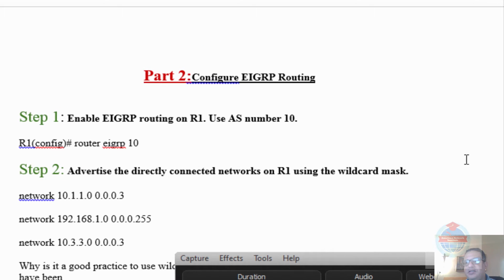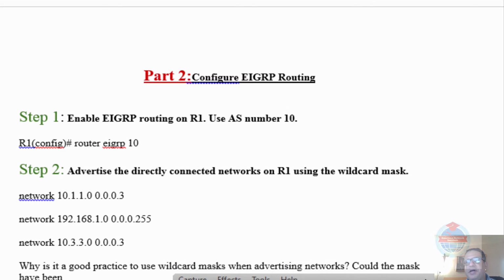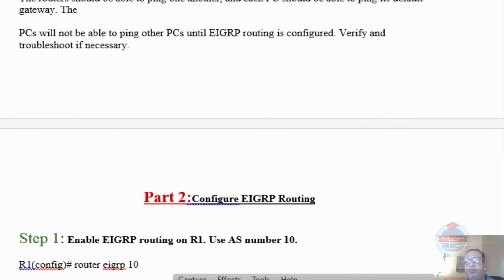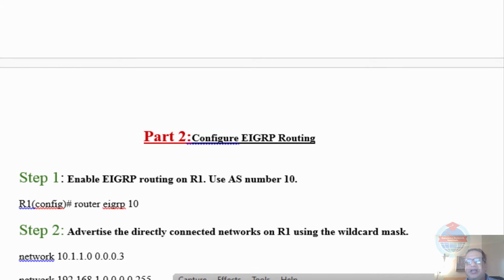Now we see over here, guys, that part 2, we already did the verification. We verified the connectivity through the ping. And now we're going to be jumping into part 2, that is configuring the EIGRP routing. The first thing that we're going to see over here is that we're going to enable EIGRP on R1. And we're going to be using the autonomous system number 10. So let's jump in on that right now.